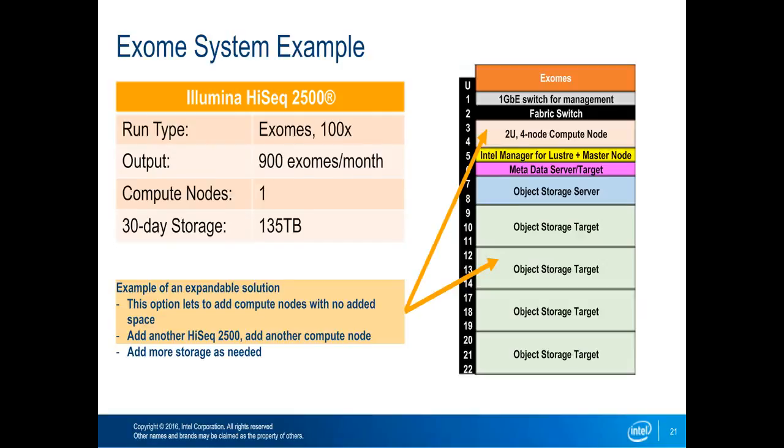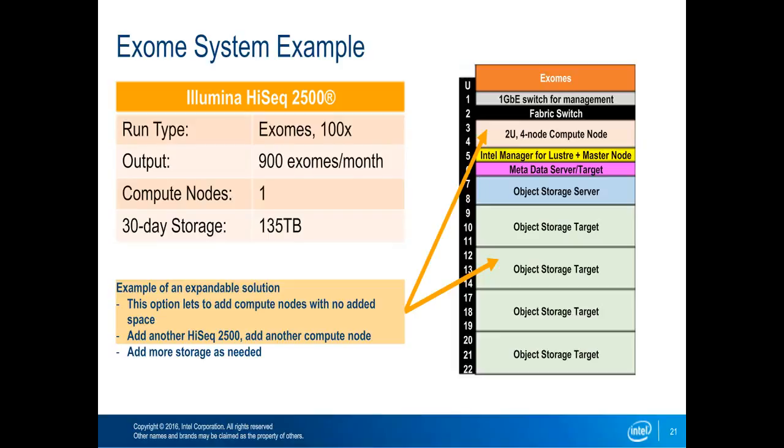So you could actually put this 4-node system in and just populate one node. And then as you need to expand, you can populate the other 3 nodes and add more storage. So your investment that you've made in your architecture here can be preserved. So that's 135 terabytes of storage you need. And this would accommodate, if you added another node to this so that you had 2 of the 4 nodes occupied, you could satisfy roughly 3 HiSeq 2500s this way, doing exomes.